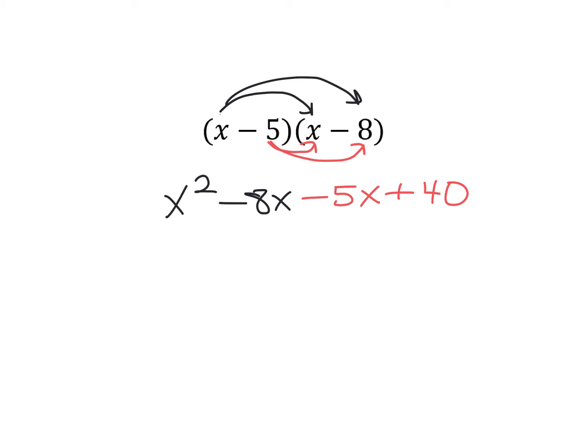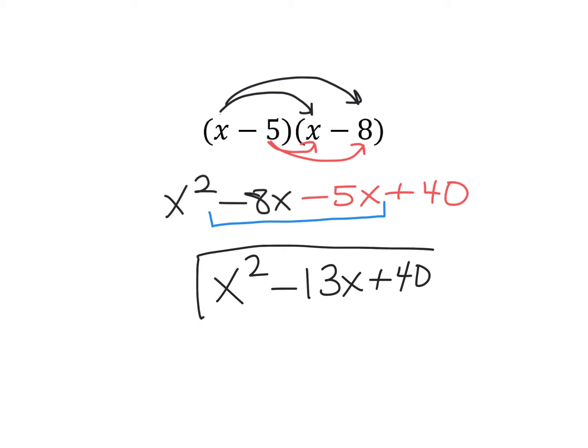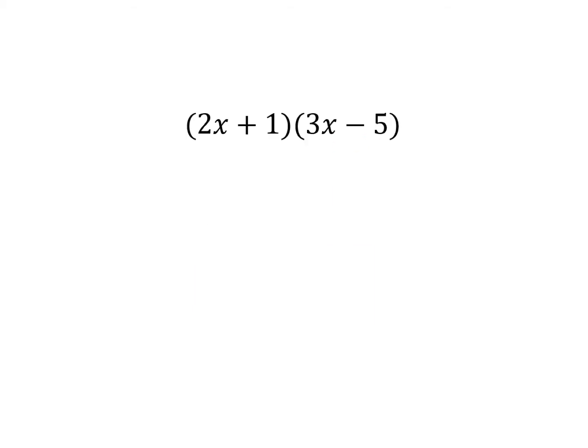Now the last thing I need to do is I need to see if there's any like terms I need to put together. And sure enough, right here in the middle, there's like terms. So x squared, a -8x, and a -5x is a -13x, and then plus the 40. Almost always, you're going to get a trinomial when you multiply two binomials. Now, that doesn't happen all the time, but most of the time, you're going to get a trinomial. Go ahead and try it on your own, and then come back.